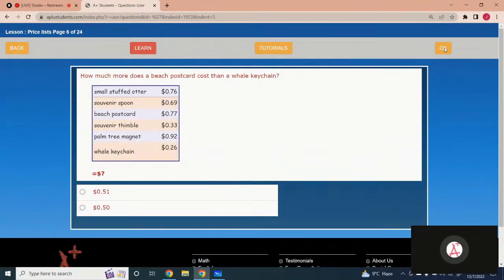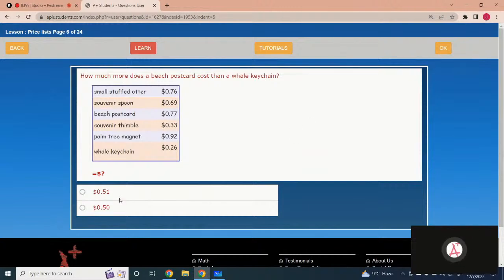Okay, the next one is how much more does a beach postcard cost than a whale keychain? Beach postcard is 0.77 and the whale keychain is 0.26. How much more is it? Subtract the whale keychain amount out of the beach postcard. 0.77 subtract 0.26. So which option is the correct one? It would be 0.51. Got it.